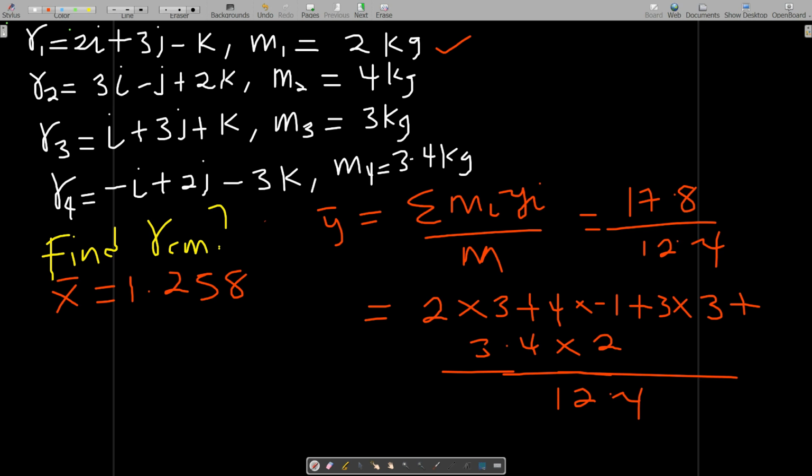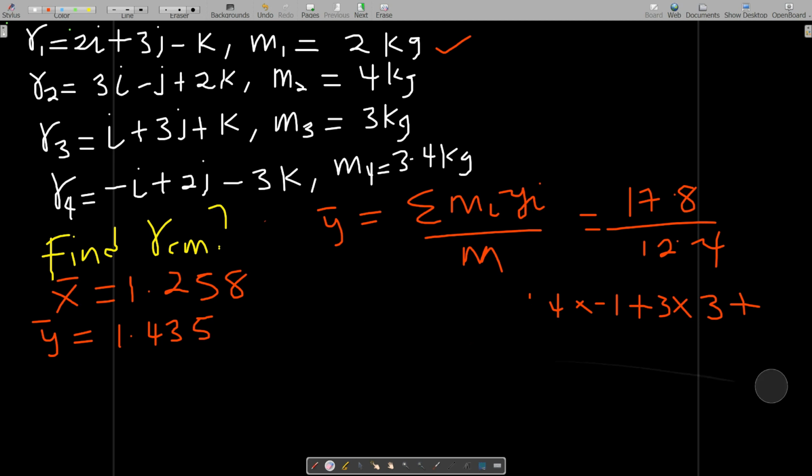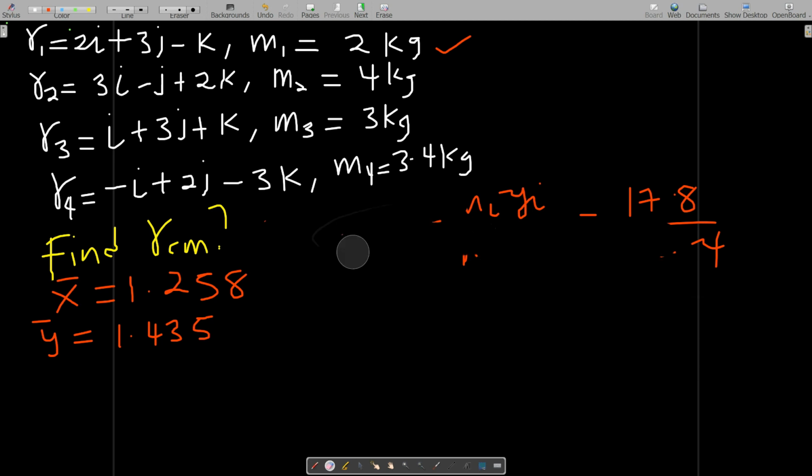This means that my y bar is 17.8 divided by 12.4, and that is equal to 1.435, in 3 decimal places. Alright, so it's left with our z bar. So let's quickly do that and put our answers in the general solution.